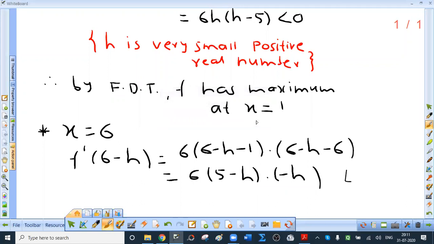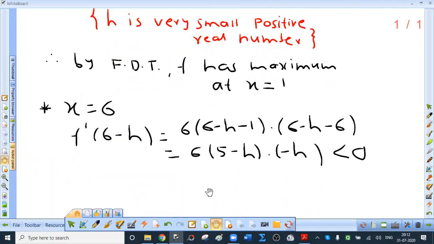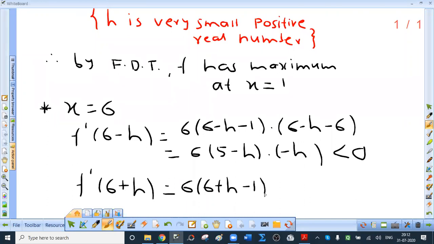Why? This is not at all difficult. See, h is very small positive number. Okay. So 5 minus h is positive and minus h, as h is positive, minus h is negative. Plus into minus is minus. That is why I have written less than 0. Okay. Now, f dash of 6 plus h is what? 6 into 6 plus h minus 1 into what? 6 plus h minus 6.